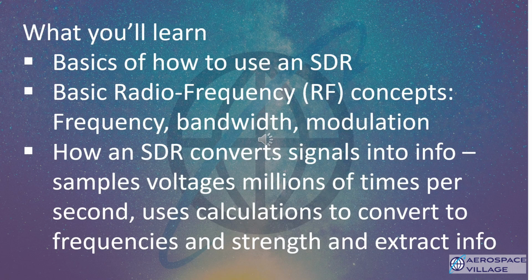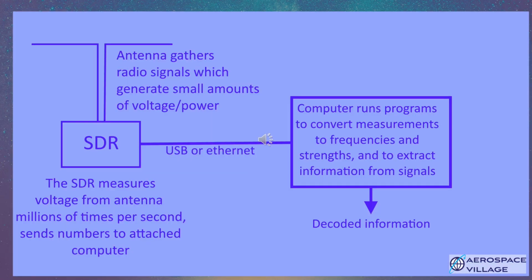What you'll learn: the basics of how to use an SDR. Basic radio frequency concepts include frequency, bandwidth, and modulation, and how an SDR converts millions of samples per second into binary data. Software-defined radios are connected to antennas that collect raw, analog RF information and then decode them into binary data that your computer can use.